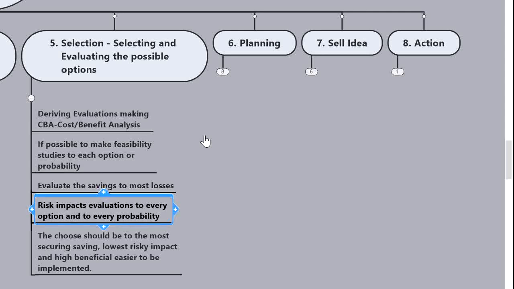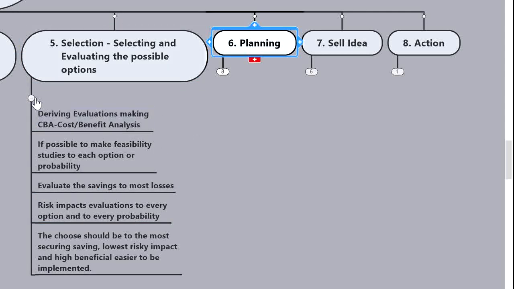So risk impacts evaluation for every option and every probability, and this is why we make risk analysis. The choice should be the one most securing and saving to our assets, with the lowest risk impact, high benefit, and easier to implement. This is the criteria of selecting from our choices.